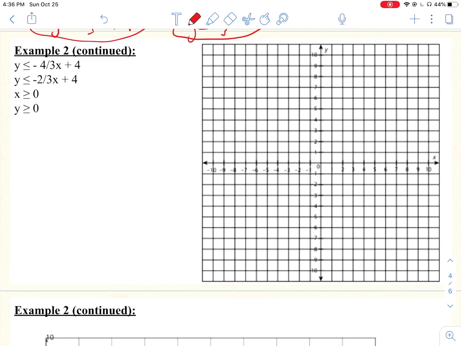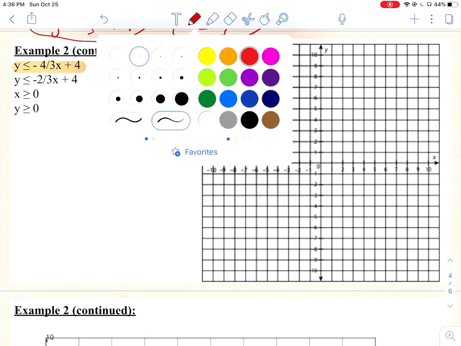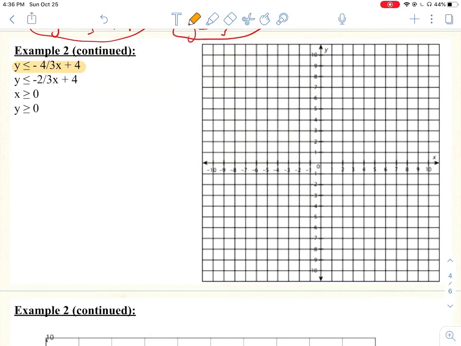So we're going to graph each of these inequalities. I'm going to highlight these in different colors so you can know which color goes with which inequality graphically. First one, y is less than or equal to negative 4/3 x plus 4. We're going to use our y-intercept to graph our first point at positive 4. Then we have negative 4/3.